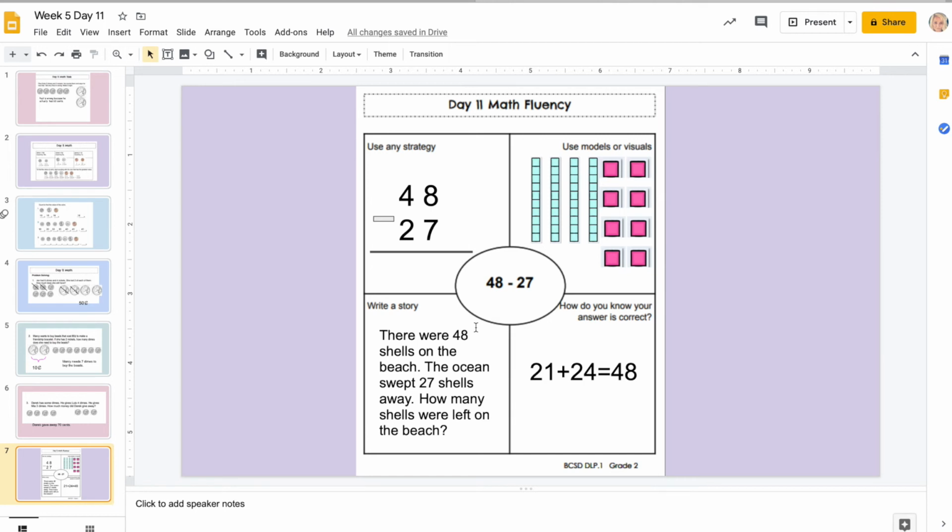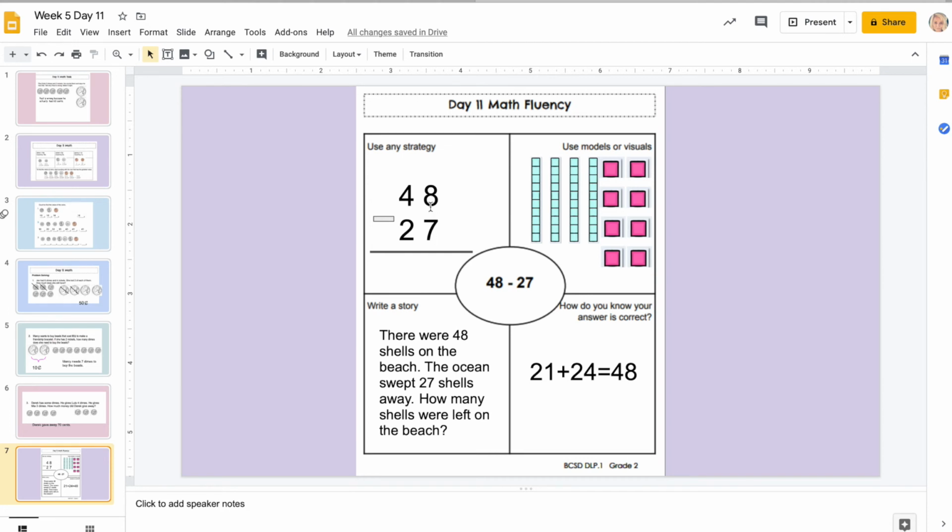Today we are doing subtraction. So we have 48 and we are taking 27 away. So we are looking for the difference. We're showing this in multiple ways. The first way says use any strategy. The best way is to line these numbers up based on the place value, and then we work our way over from right to left.